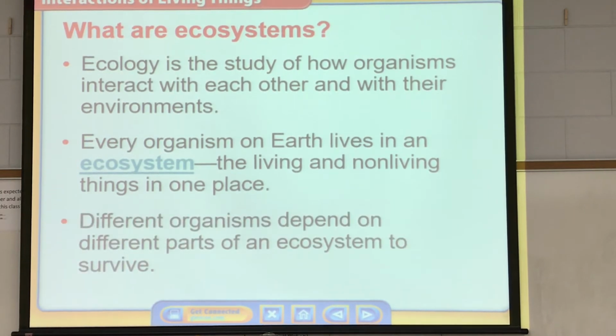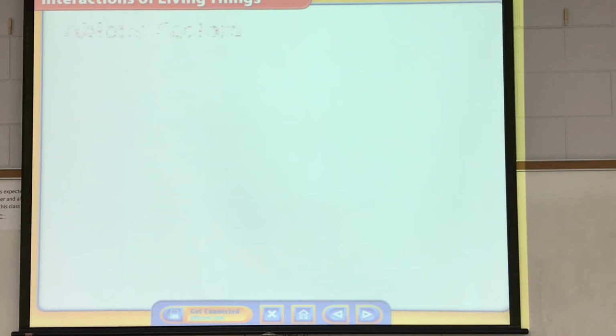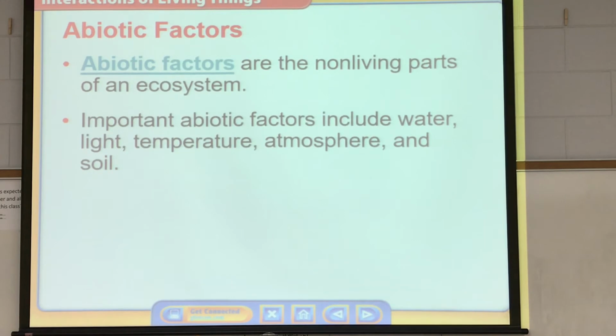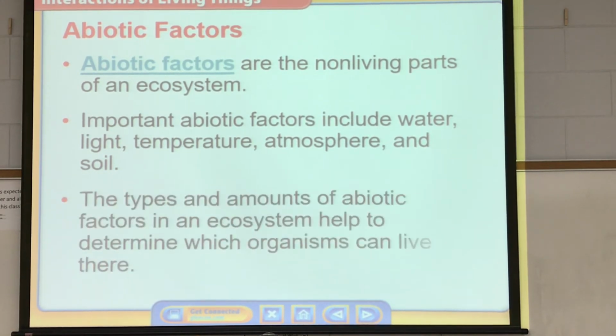But different organisms depend on different parts of the ecosystem to survive. So what are those parts? The first one is the abiotic factors. Abiotic means the non-living parts of an ecosystem. So these are the things that aren't living. We're not talking about plants and animals here. We're talking about the other things in an ecosystem. What are those other things? They include water, light, temperature, atmosphere, and soil.